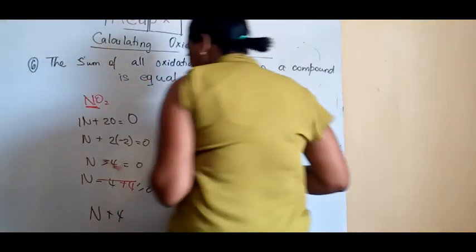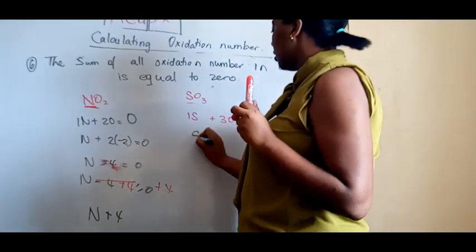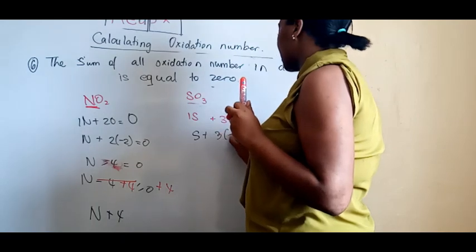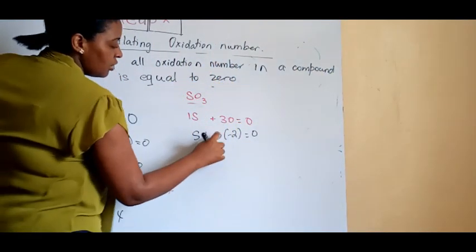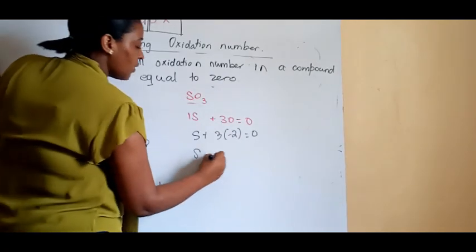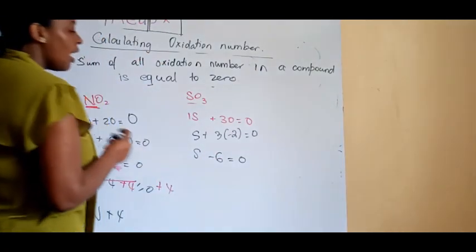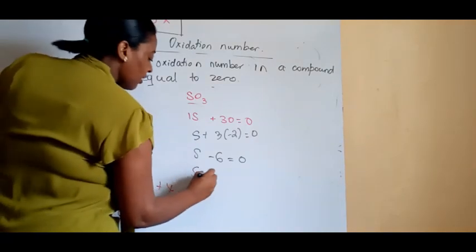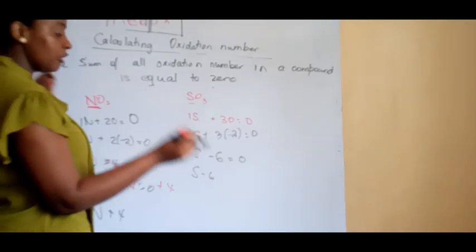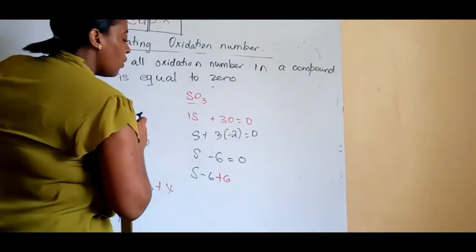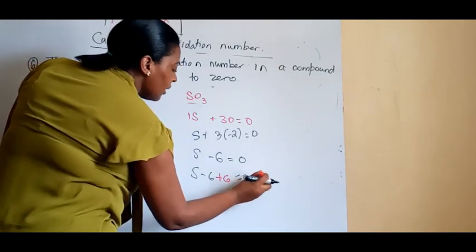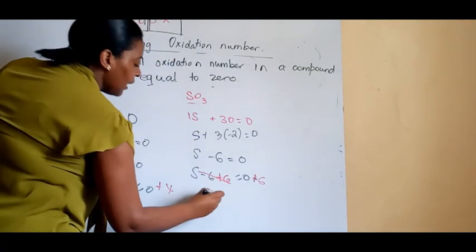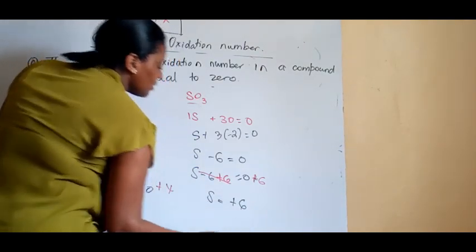S in this scenario: S plus 3 times negative 2 equals 0. 3 times negative 2 equals minus 6, so S minus 6 equals 0. I want to get S by itself. Over here I'm subtracting 6, so in order to get rid of it, I must add 6. What I do on one side, I must also do on the other side. So when I do that, S is equal to positive 6.